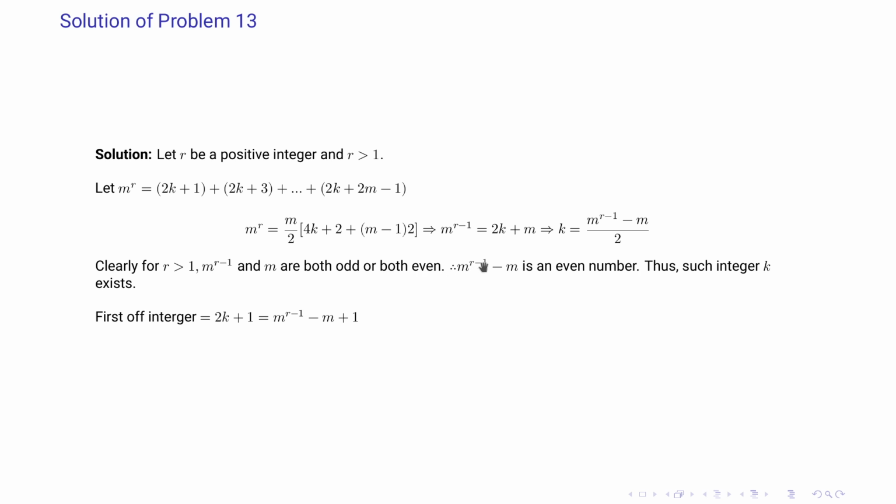So m to the power r minus 1 minus m would be an even number. Thus, since this would be an even number, k will exist, because when you divide an even number by 2, you will have an integer. So the integer would be 2k plus 1 here. The first integer is 2k plus 1, which is equal to m to the power r minus 1 minus m plus 1 from here.